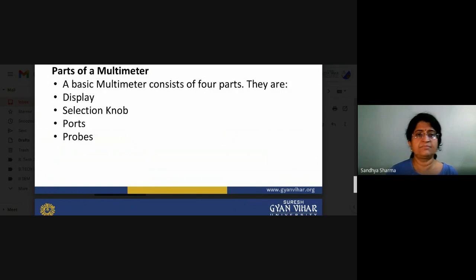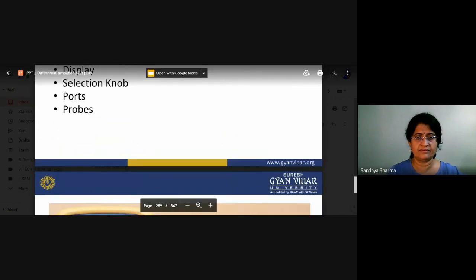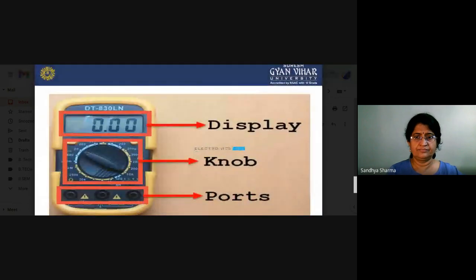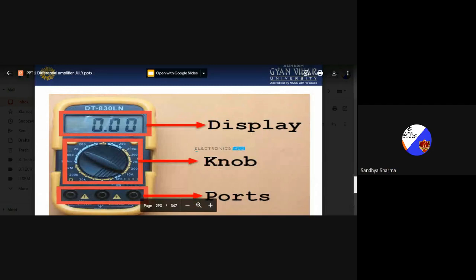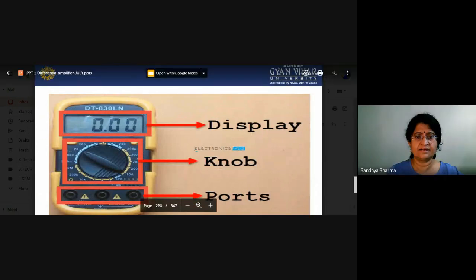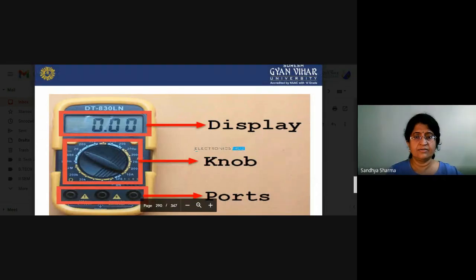So now there are the parts of a multimeter. We will see here the basic parts of a multimeter. That is the display, selection knob, ports and probes. So these are the basic four parts of our multimeter. You can see here that this is the display, this is the knob, and here is the port. We will describe these basic parts one by one.